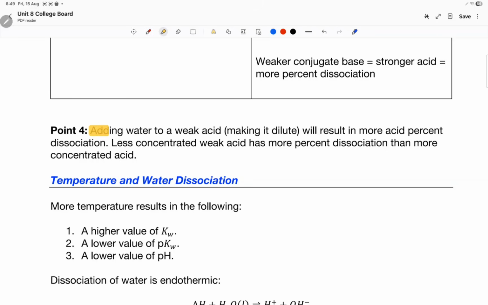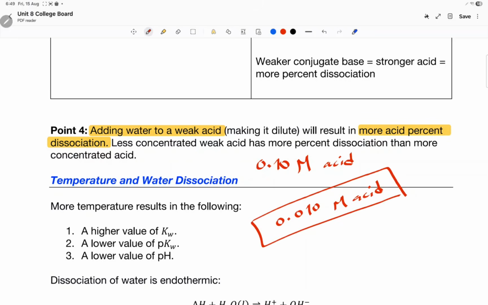Also, if you add water to a weak acid, you will get more acid dissociation. Which essentially means if you are comparing a 0.10 molar acid to a 0.010 molar acid, which one do you think will have more percent dissociation? The first one? No, I just said the less concentrated. The less concentrated acid has more percent dissociation. Why? Because it has more water, it has more movement. Imagine if you're trying to drink honey. Good luck. But if you add some water to it, you can actually drink it faster.